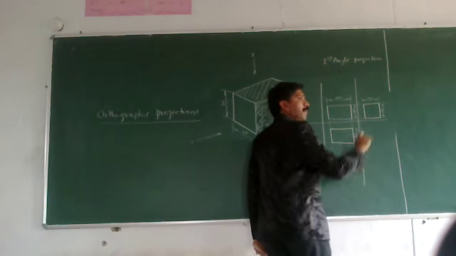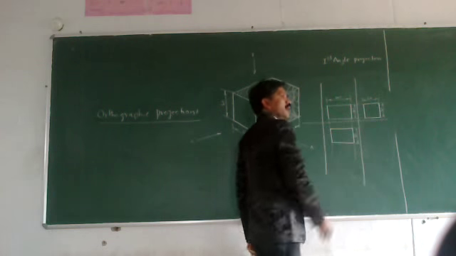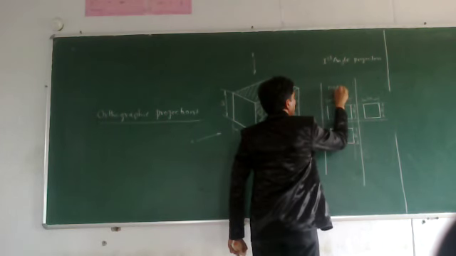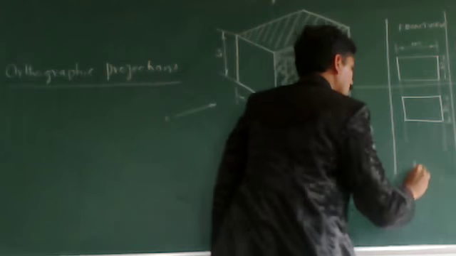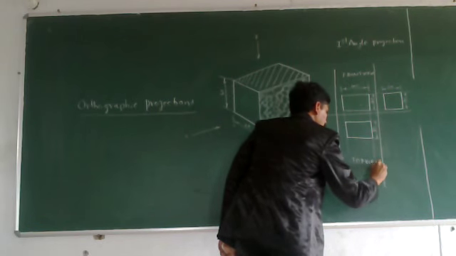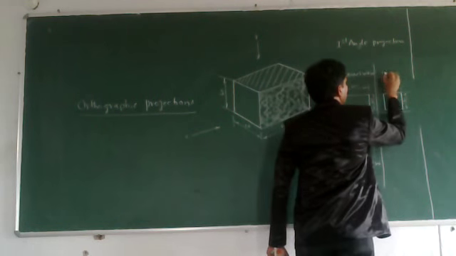Actually we have shown it here, but if you want to be very particular, just show the dimensions of the side view also. And simply write here, this is the front view, this is the top view, and this is the left side view.